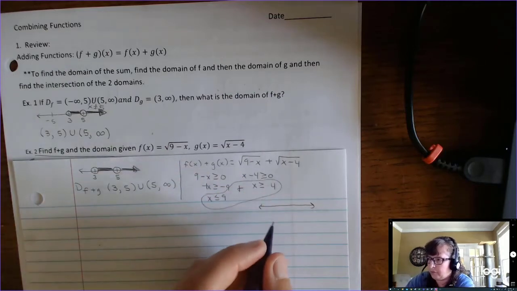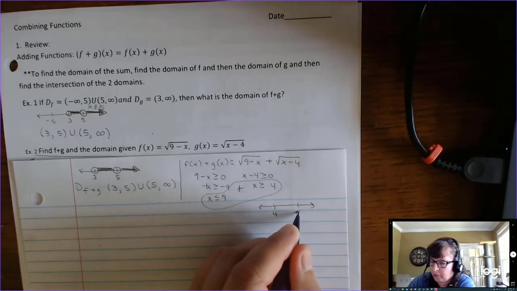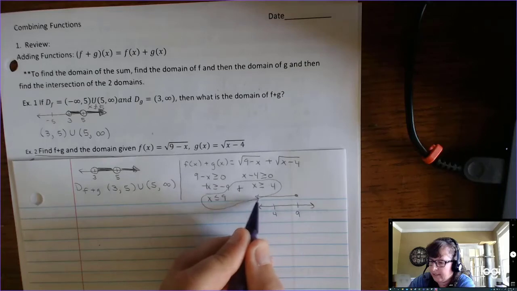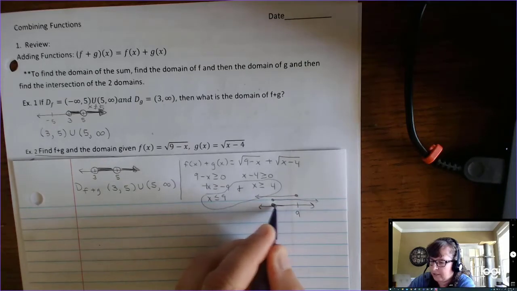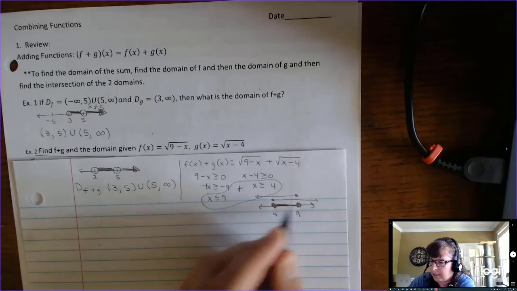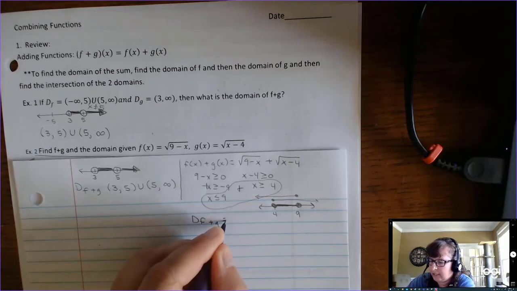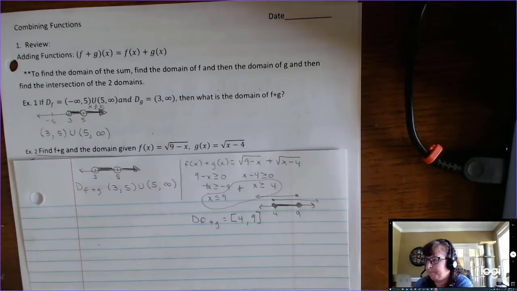Okay, so if we draw a number line, we have a 4 and a 9, and it has to be less than or equal to 9, but also greater than or equal to 4. That's going to leave just these numbers in between 4 and 9. So the domain of f plus g is bracket 4, comma 9, bracket.